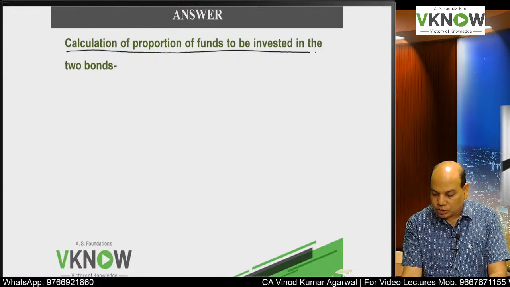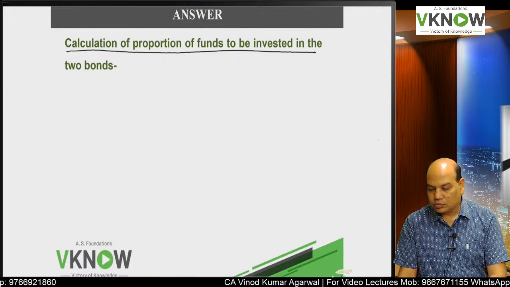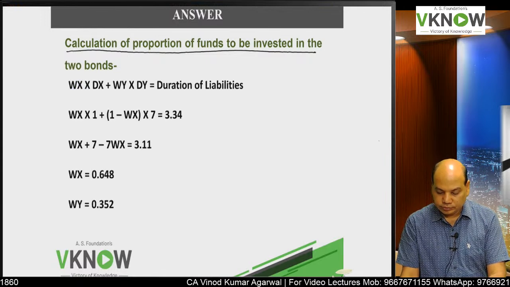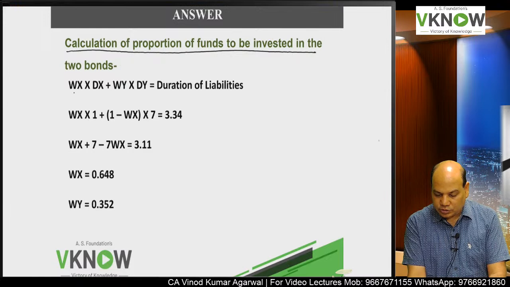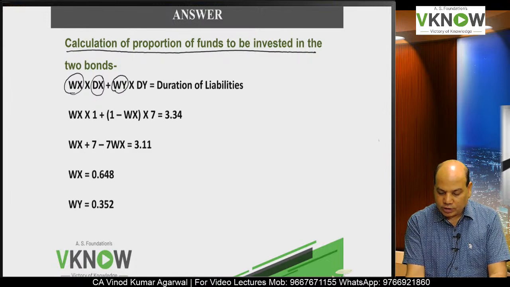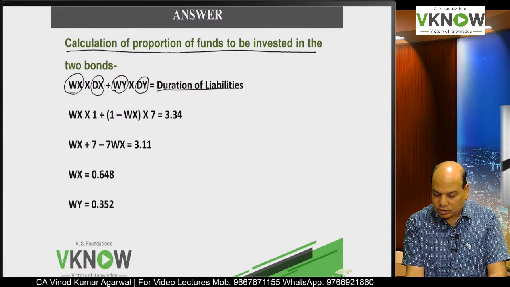Calculation of proportion of funds to be invested in the two bonds. Like the previous question, write down weight of X into duration of X plus weight of Y into duration of Y is equal to duration of liabilities.